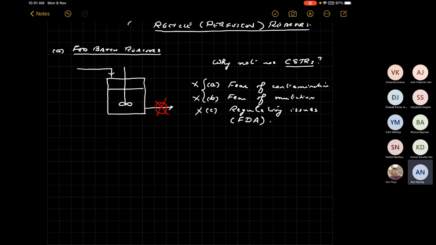Then I can move on to the theory. So is that part clear? Yes, sir. Yes, now, sir, let's get to the theory. So, like I told you, everything can be understood in terms of CSTRs.